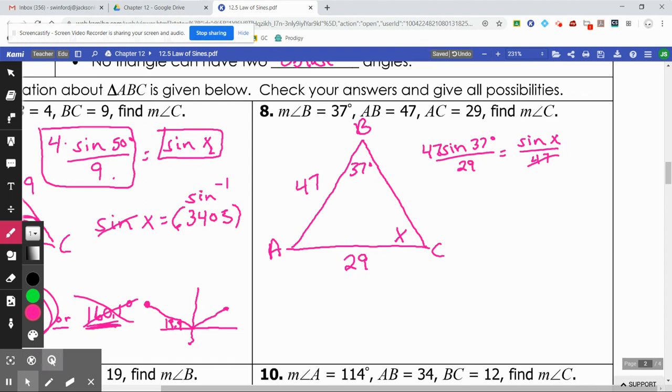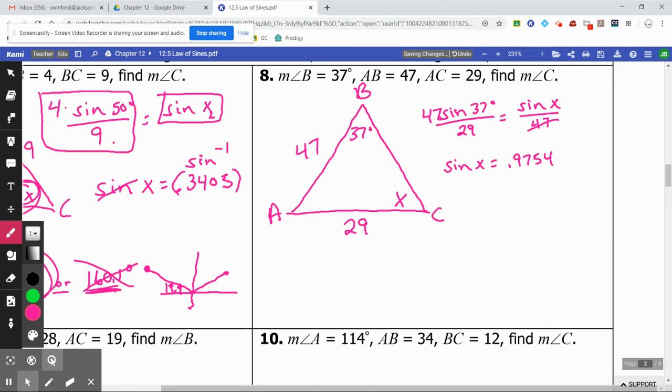However, once you find that, just keep in mind that that doesn't tell you the value of x, it tells you the value of sine of x, so we will have one more step. And when I type that in, I get the sine of x is equal to about 0.9754. And again, you have one more step to get rid of sine. We do have to do inverse sine. So we're going to do the inverse sine of 0.9754. And I get that x is about 77.3 degrees.